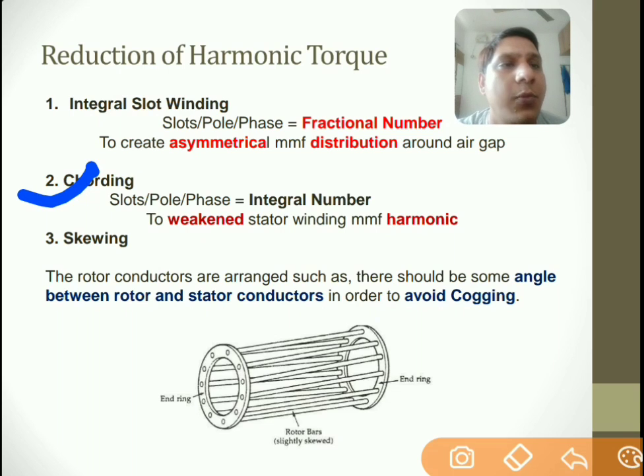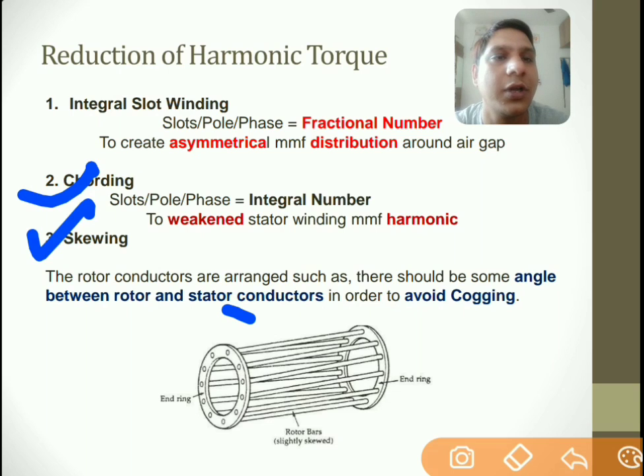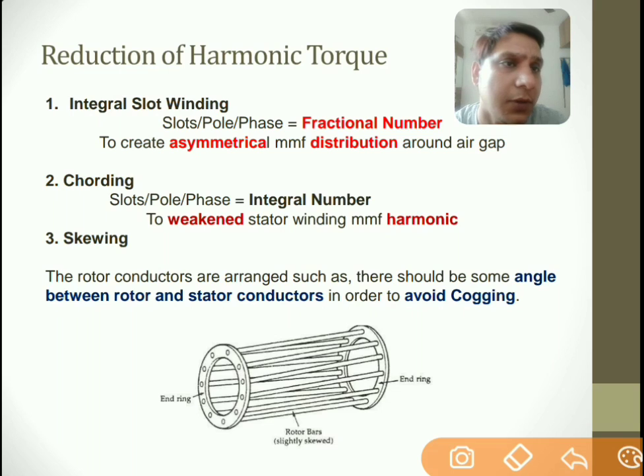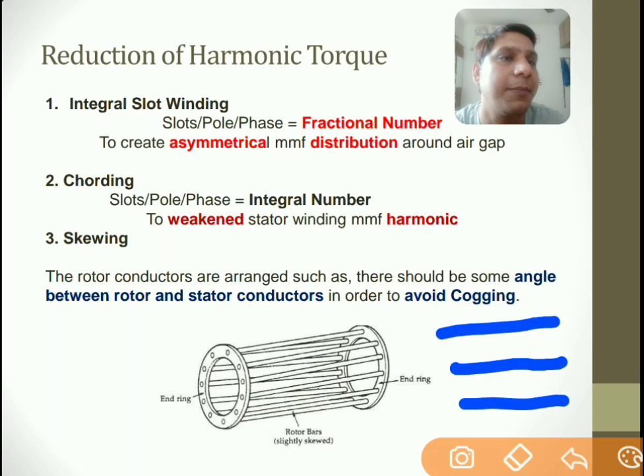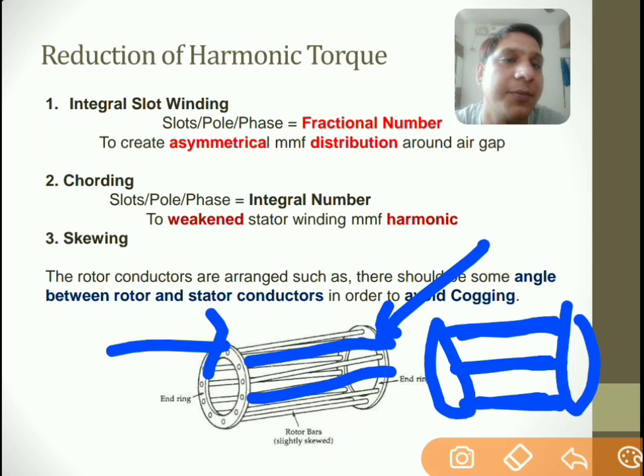One more important and interesting method we will be calling skewing. Skewing is a method where the rotor conductors are arranged such that there should be some angle between the stator conductors and rotor conductors. How that angle is produced is shown in the diagram. See this one. A construction of a rotor is shown here. Generally the bars are parallel to each other. Instead of directly considering them straight and connecting them to end rings, this is the first end ring, the second end ring, and these could be simply straight bars.